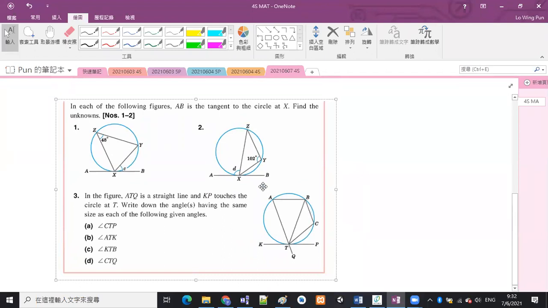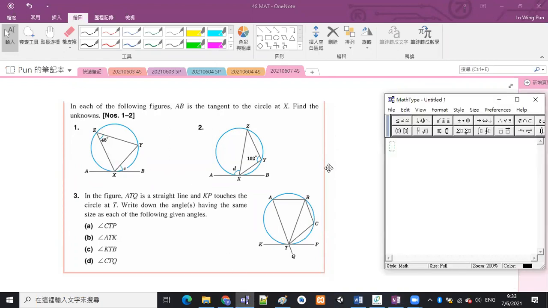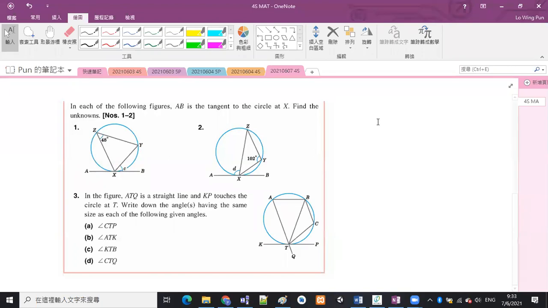So in the following figures, AB is the tangent to the circle at X. Find the unknowns. So the little c is the angle between the tangent and the chord XY. And 48 degrees will be an angle at circumference looking at the chord XY, but on the other side of the circle. So c will be equal to 48 degrees. And the reason is angle in alternate segments. So this is question number 1.